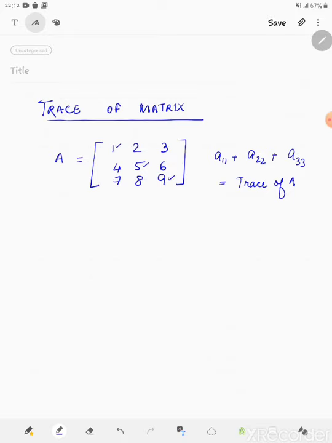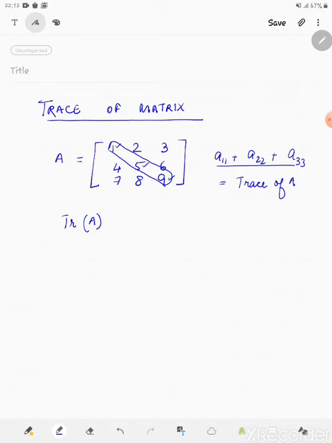So the sum of the elements of the principal diagonal. Now what is the principal diagonal here? These three elements are known as the principal elements of the principal diagonal, that is A11, A22 and A33. The summation of the elements of the principal diagonal of any square matrix is known as the trace of that particular matrix. And trace of any matrix, if it is trace of A, will be denoted as TR and bracket with A in capital letters in bracket.